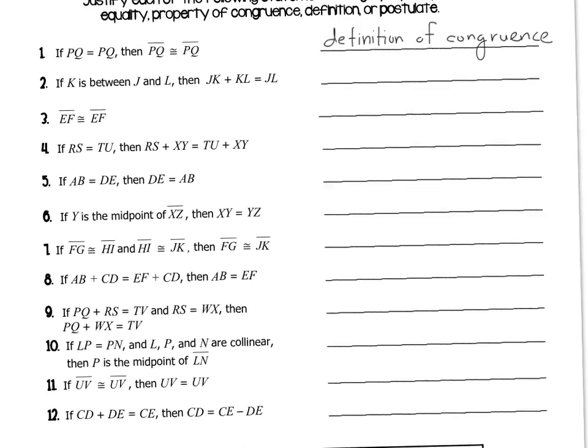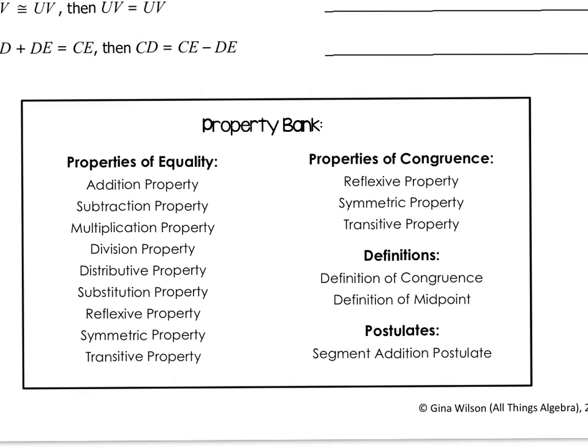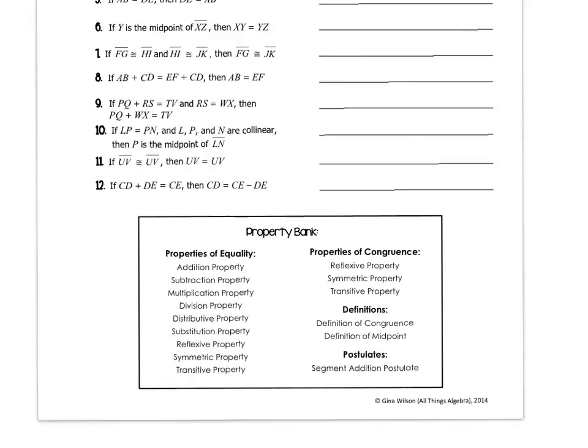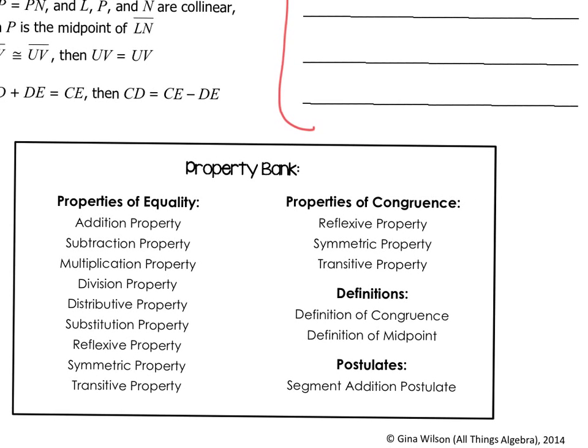So here on this page for 1 through 12, use the property bank below here and choose from your properties of equality, properties of congruence, definitions, and our postulate. And write that justification on the line right over here. And this is practice so that when we do get to our 2-column proofs, where we will be given information about a midpoint or segments or intersecting lines, we can use the reasons that we have here in our property bank to justify our statements and complete our 2-column proofs.